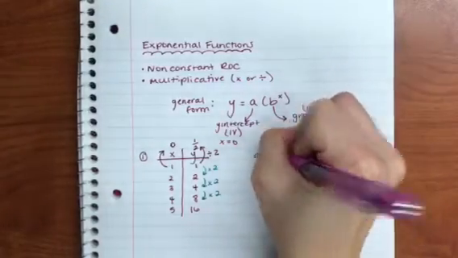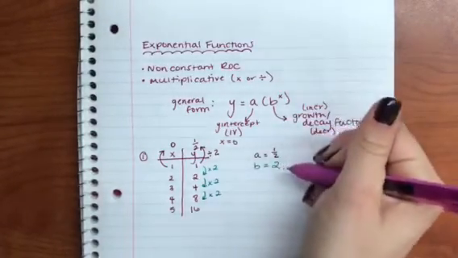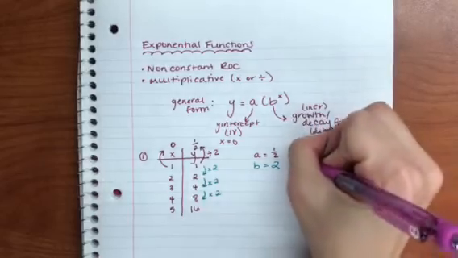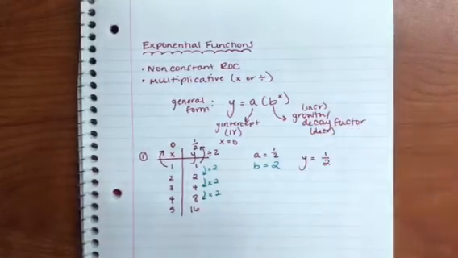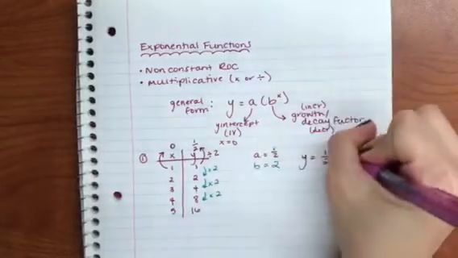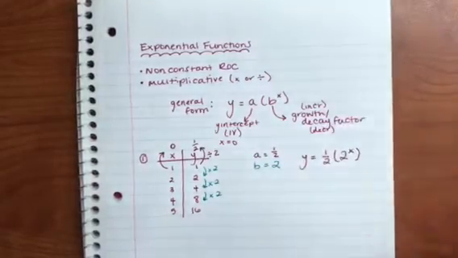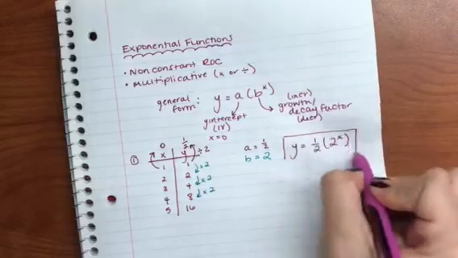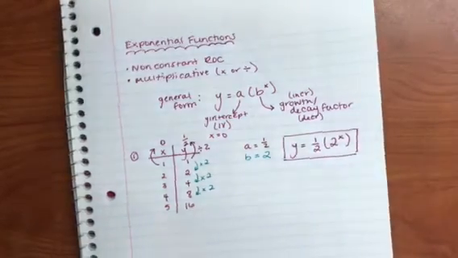Okay? Now, once I have these 2 pieces of information, I can write my equation. y equals 1/2, and then we can just say times my b value, 2, to the x power, and this would be our equation, right?